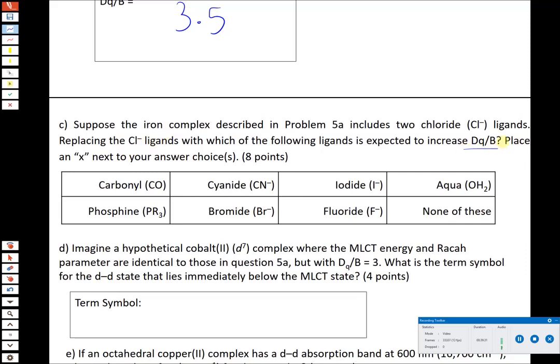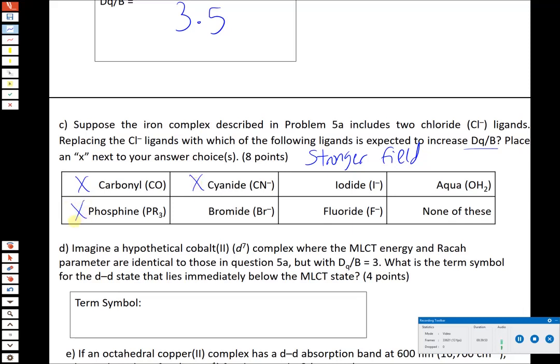So we're basically looking for which of these ligands are stronger field. Stronger field ligands are going to be ones that would increase dq over b. That's how we would move to the right on that Tanabe-Sugano diagram. So chloride is a pretty weak field ligand. It's a weak sigma donor and a reasonable pi donor, so both of those contribute to being weak field. So carbonyl and cyanide are clearly strong field pi acceptors.